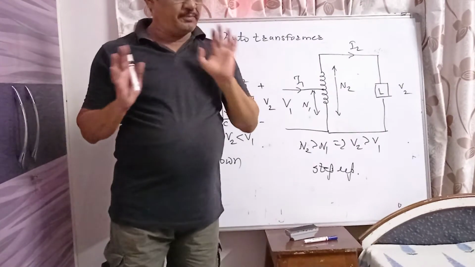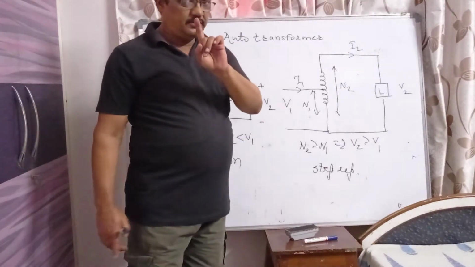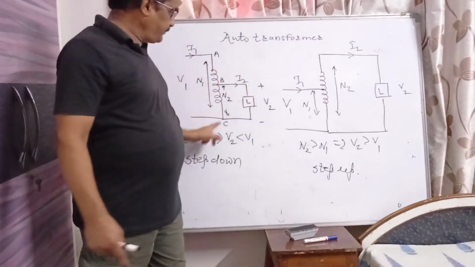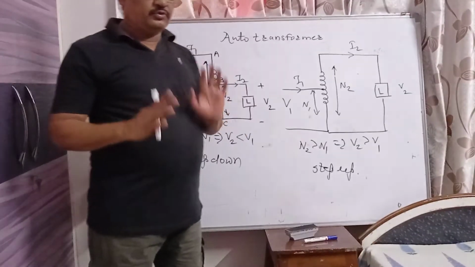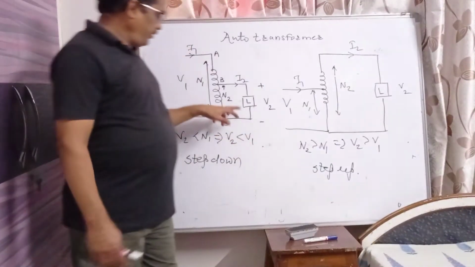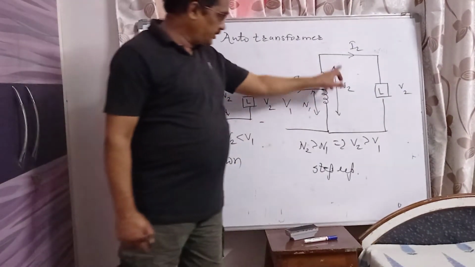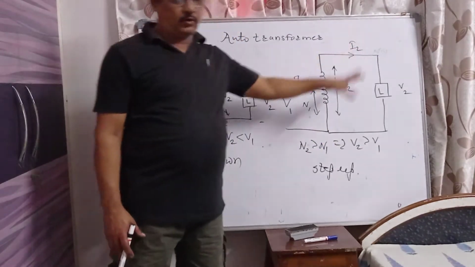Short note for 6 marks will be asked. First, definition. A type of transformer that uses only one winding. Part of the winding can be used as primary as well as secondary. When N2 is less than N1, that is known as step down auto transformer. When N2 is greater than N1, that is known as step up auto transformer.